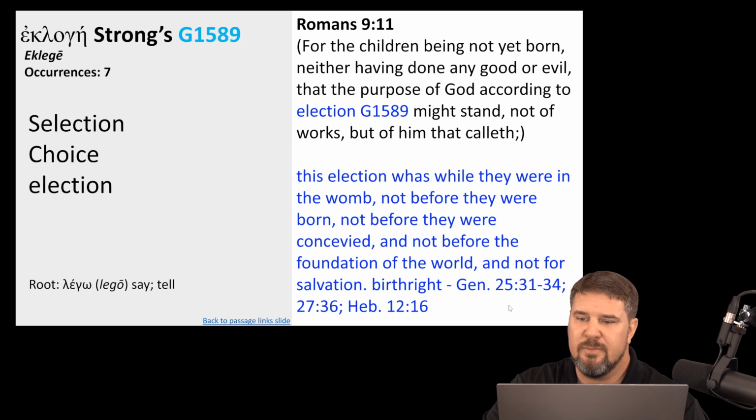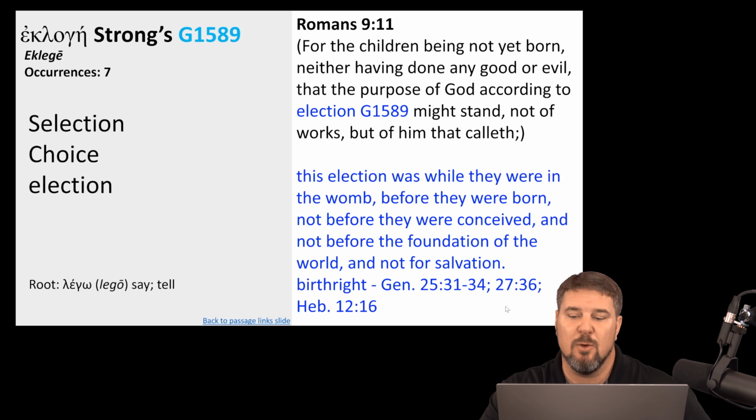Romans 9:11, for the children being not yet born, neither having done any good or evil, that the purpose of God according to election might stand, not of works, but of him that calleth. Now this election was while they were in the womb, before they were born, not before they were conceived, and not before the foundation of the world, and not for salvation, but for a birthright. And you can see Genesis 25:31-34, 27:36, and Hebrews 12:16 for more information on that.